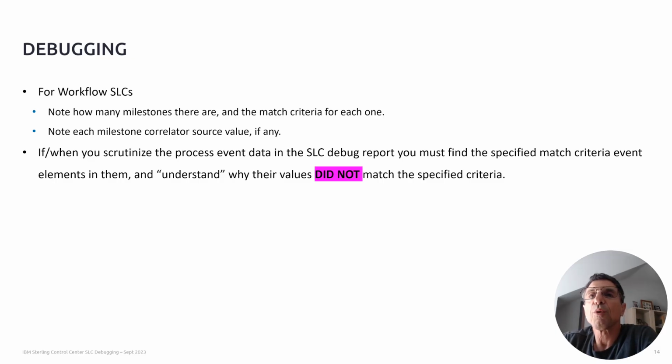When you're scrutinizing the process event data in that debug report, you're going to have to play computer and ask, why didn't this event match my specified criteria? You want the least number of events to look at, and if you know it's a process kind of SLC, then you can just watch for the process events, and if it's a step-based SLC, you can watch for the step events and ignore the rest.